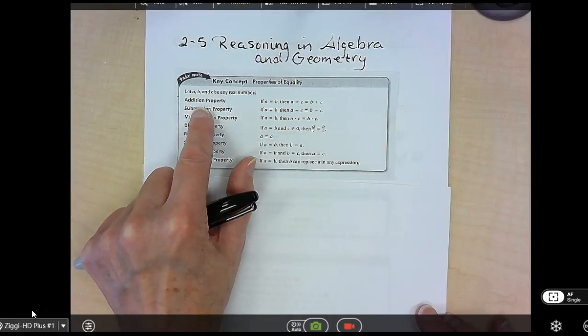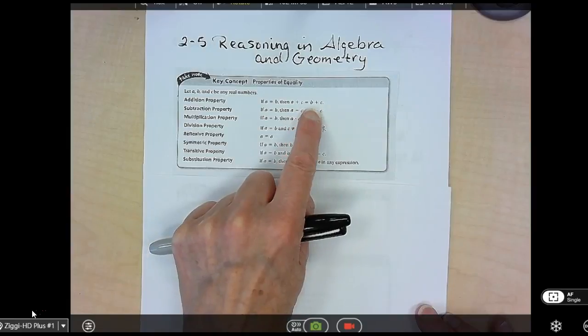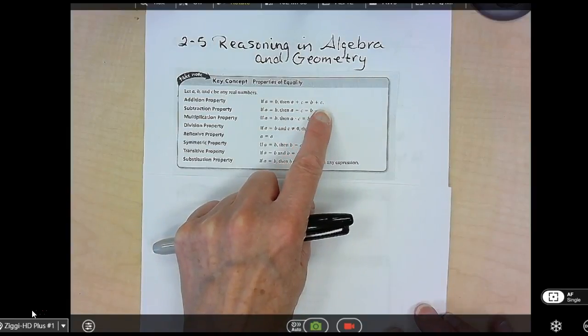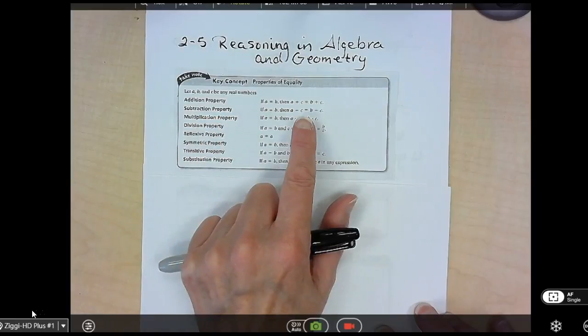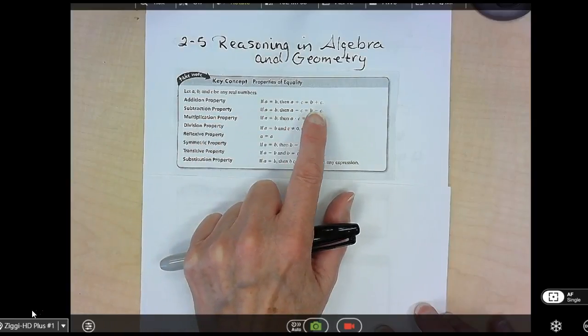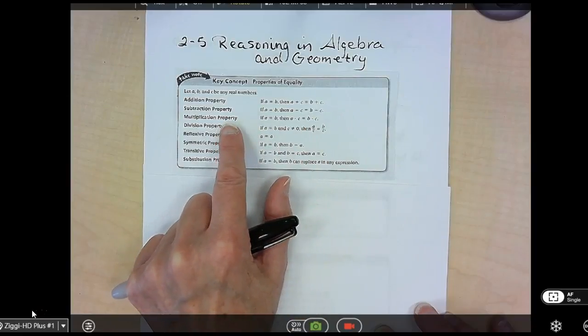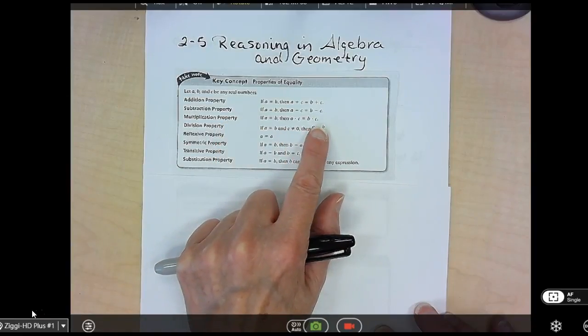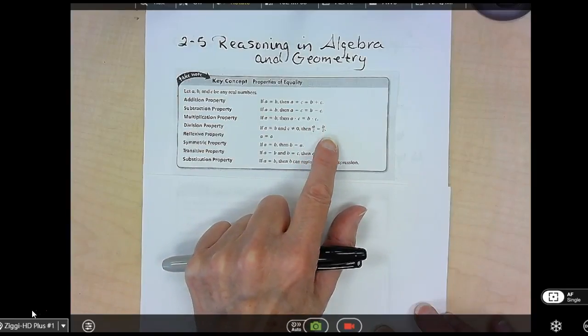So, addition property, we learned in algebra, once we add to one side, you have to add to the other. So anytime we have to do that, we call it addition property. Subtraction property, same thing. If we subtract from one side, we subtract from the other. Multiplication property, multiply one side, multiply the other. Division property, divide one side, divide the other.